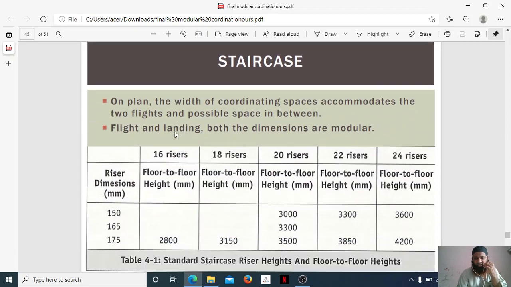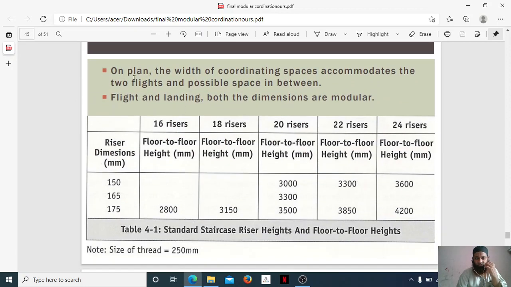We can see a staircase here. In staircases also, on plan, the width of coordinating space accommodates the two flights and possible space in between them. You can see here riser dimensions: 150 if you need, 165 and 175. Floor to floor height if it is 2800 mm, if it is 3150, if it is 3000, 3300, 3500.